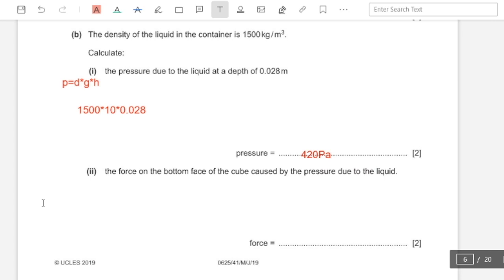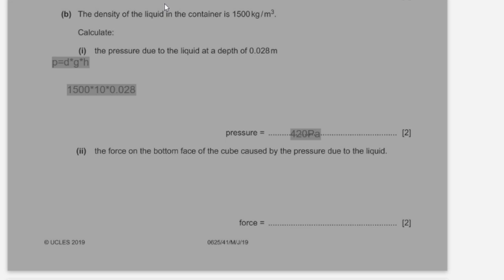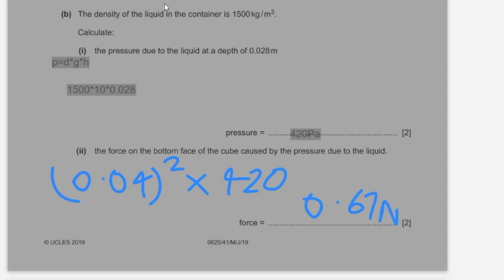2. The force on the bottom face of the cube caused by the pressure due to the liquid. Alright, so we have the formula of force as pressure into area. So we have the pressure and we need to calculate the area. Since this is a cuboid, the base is in the shape of a square, and the area of a square is side into side, which should be equal to 0.04 into 0.04. This is the area multiplied by the pressure, which is 420 from the previous answer, and this gives us a force of 0.67 newtons.